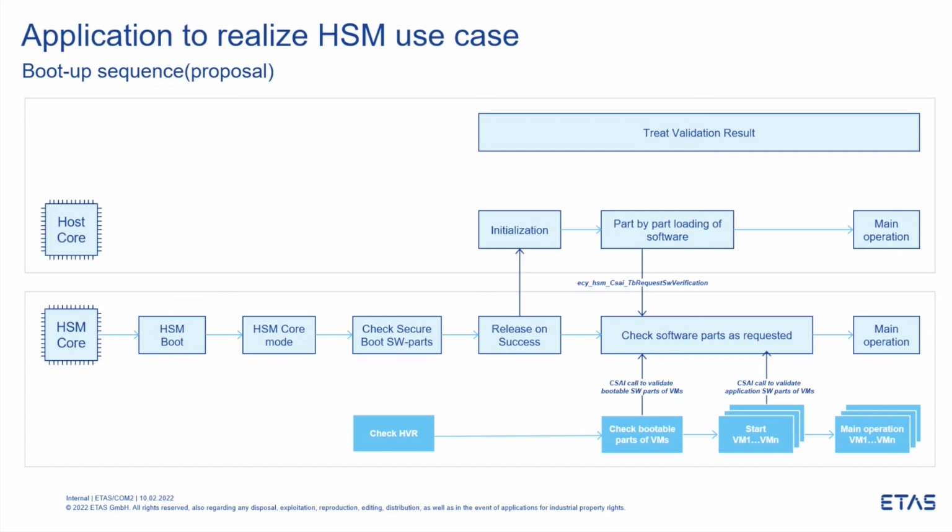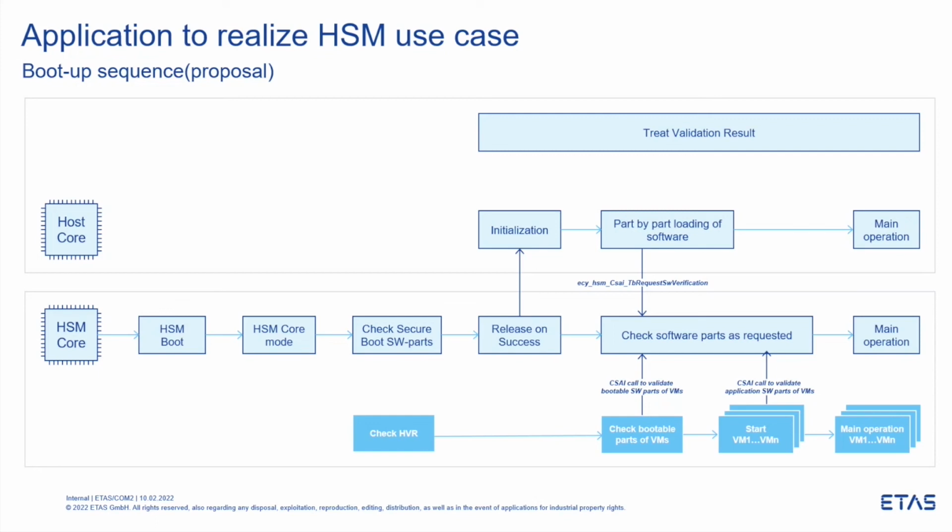So first, let's have a look at the existing boot up sequence without any virtual machines. You have the host core and the HSM core. Initially the HSM is booting up, and then it moves into the core application mode after a successful validation of its own software. In the next step, we have the HSM checking all the secure boot software parts which were configured by the user on the host side. And then after a successful validation, it will release the host so that the host can then start its own initialization.